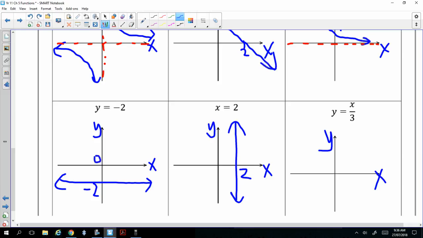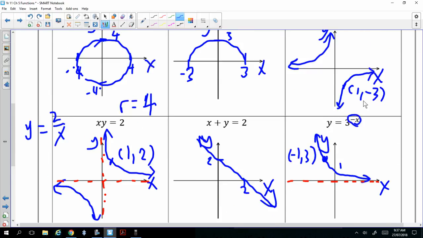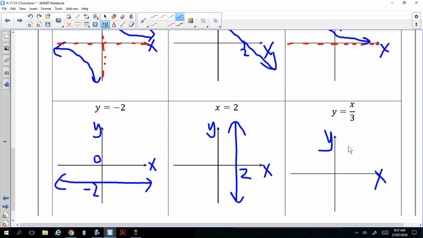No. Do you know why it's not a hyperbola? Because this x is not in the denominator. It's on the top. It looks like it's a hyperbola, but it's not. It's a straight line. If you write it like this, it's 1/3 of x. Right? You pass through the origin. And you pass through the point when x is 3, y equal to 1. It's a straight line. Note the difference.